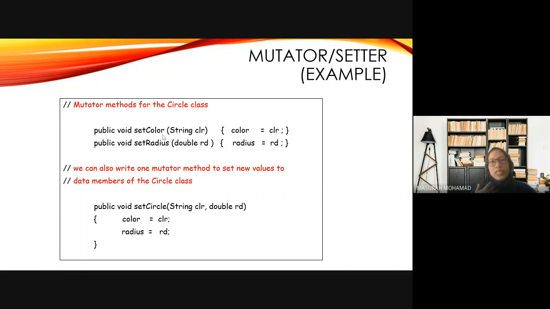Contohnya kita ada dua attribute tadi, color and radius kan. So we want to reset or modify the value of the colors. So you need to write a mutator. So this is the syntax, public void set color. And then of course lah, receive only one parameter, CLR ni, string type, because color is string type. Okay, and then you call the attribute name color equals to CLR.